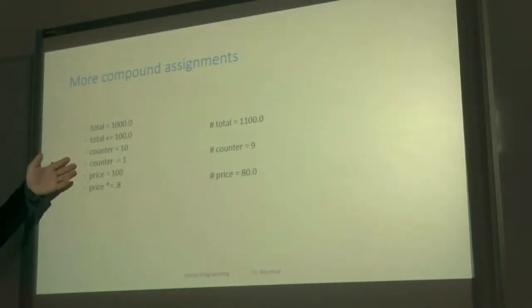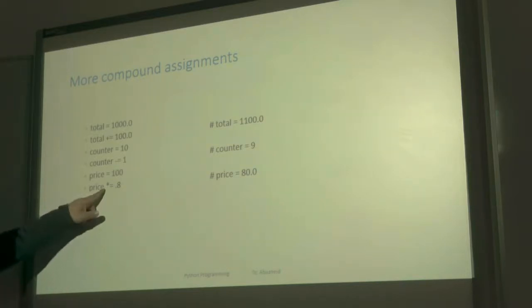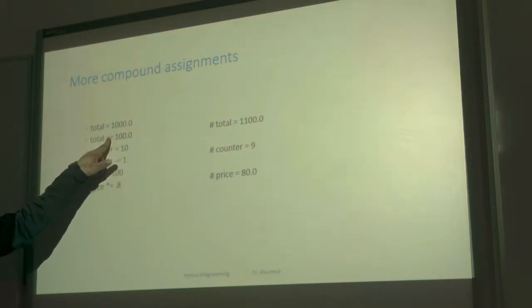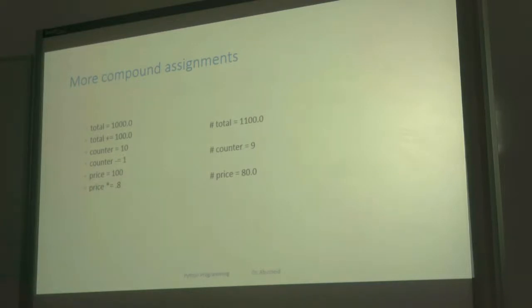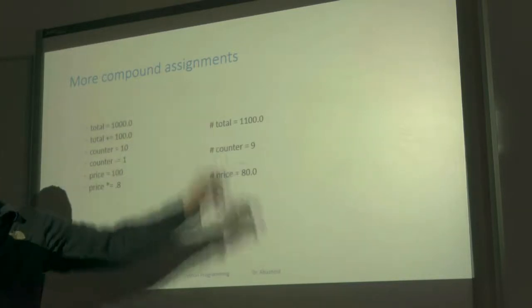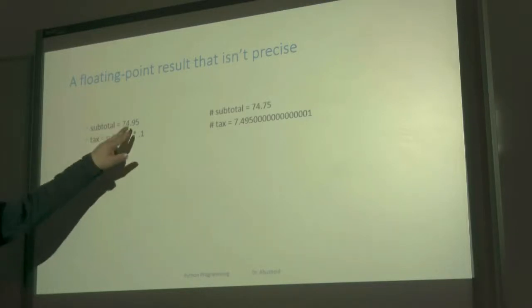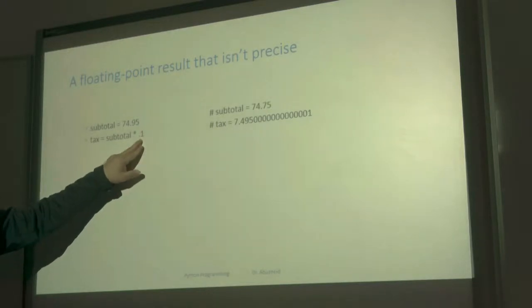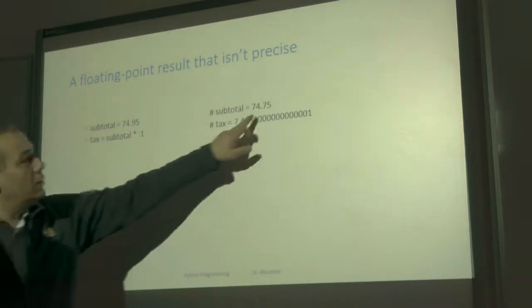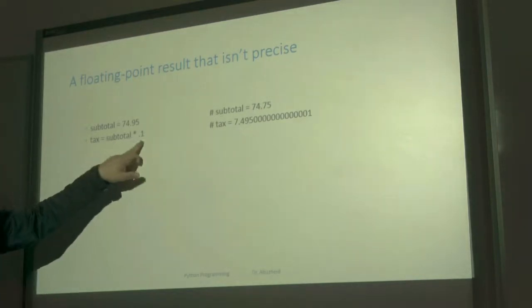Same thing in here. You could do it with multiplication, with subtraction, with addition. You could do the same thing. What do we call this process? Compound assignment. A floating point result that isn't precise. That's what I was talking about. If you have a subtotal of this amount, and then I multiply it by this amount, and then I multiply the subtotal by 0.1.